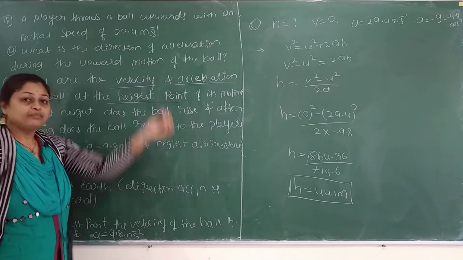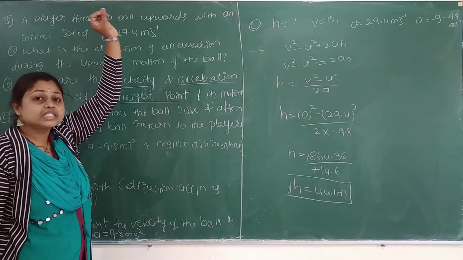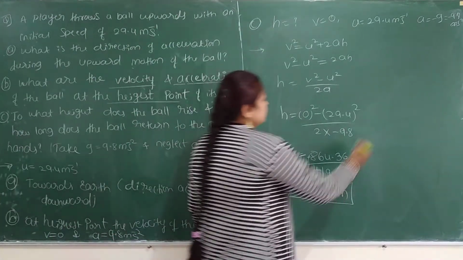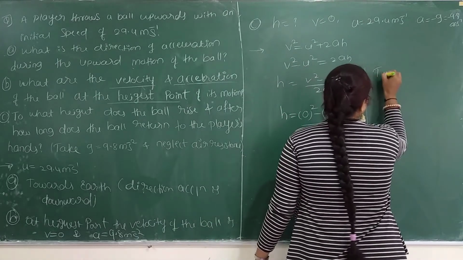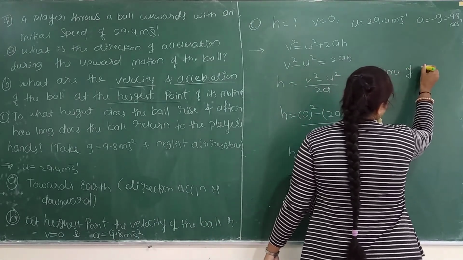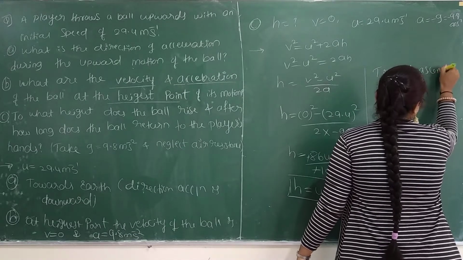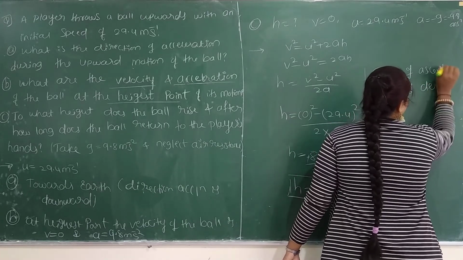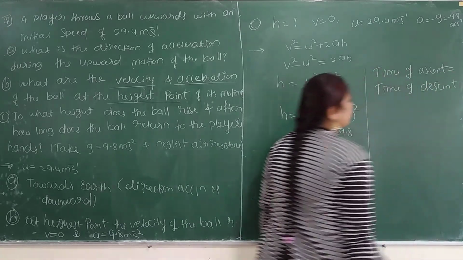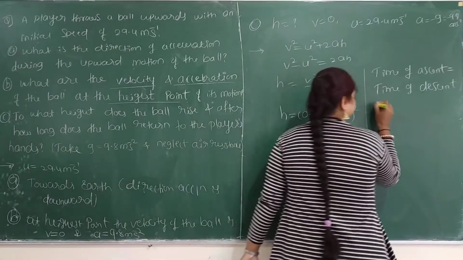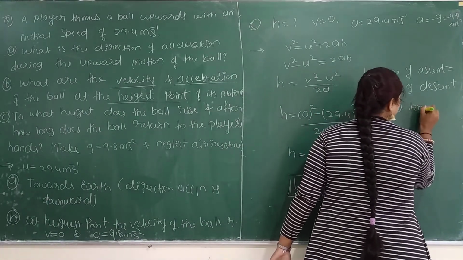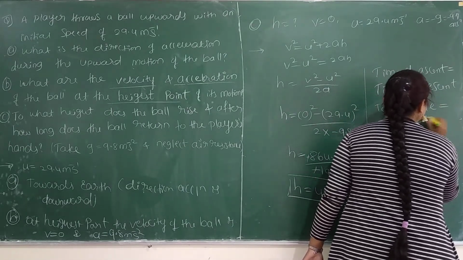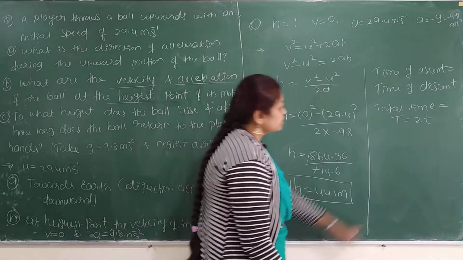Once you throw the ball, it will take a certain time to reach the highest point. Again the same time it will take to reach the player's hand. That is, always the time of ascent is equal to the time of descent. Then how to calculate the total time? Total time, you can write capital T, is equal to twice small t. Now first calculate t.